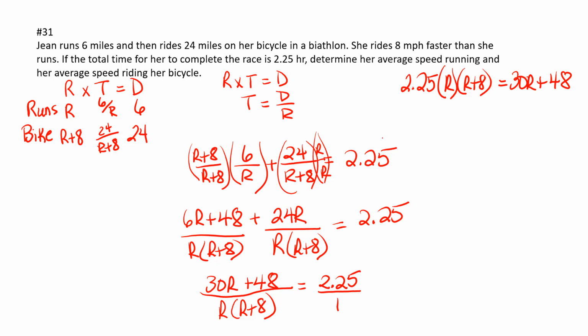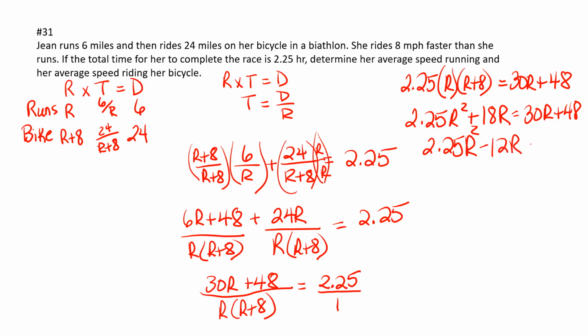Now I am going to use the distributive property on the left side to get 2.25r squared plus, if I multiply 2.25 times 8, I get 18, so that's going to be 18r, and then on the right side, 30r plus 48. Now I'm going to get everything on one side: 2.25r squared plus, subtracting 30r on both sides, that's going to be actually minus 12r, minus 48 equals 0. So what we want to do here is just use the quadratic formula.